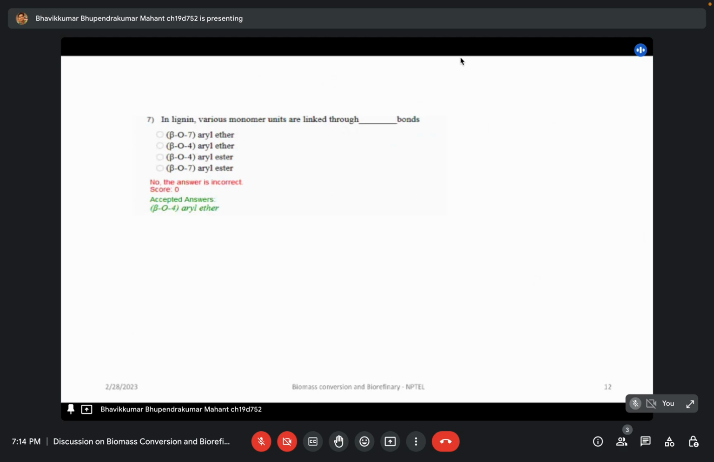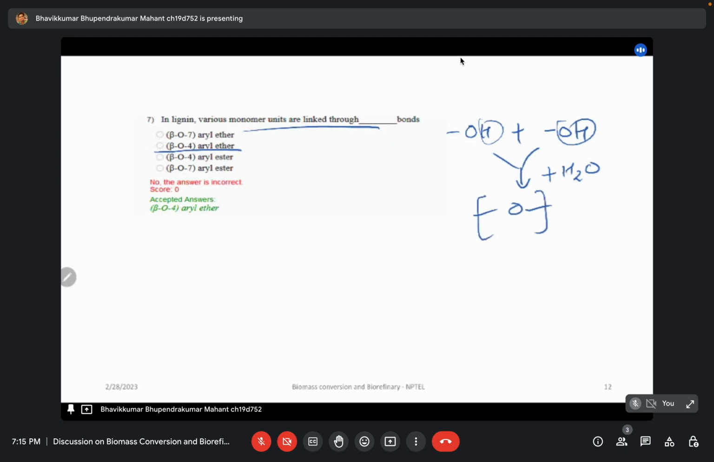The question is: in lignin, various monomer units are linked through which kind of bonds? So the answer is beta O4 aryl ether bond. It's an ether bond, and whenever alcohols are combined together in the form of a polymer, as you can see here, alcohol molecules are there. If they combine and make the polymer, then you can easily see that H and OH will come together, so you will get H2O, and they combine with the help of O in between, so it will be converted into an ether only. So from this also you can consider it an ether.